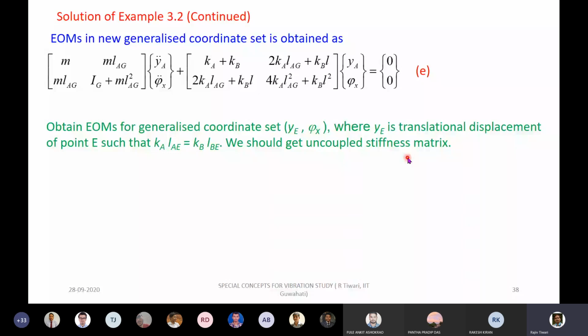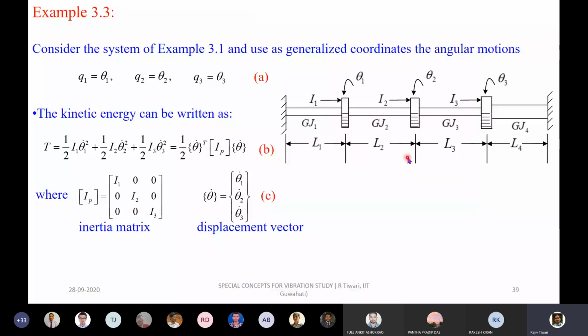Okay, so I'll take another example. This is the same problem in which we obtained the stiffness influence coefficient and the flexibility influence coefficient. For this, we had the generalized coordinates theta1, theta2, theta3. So these were the generalized coordinates.